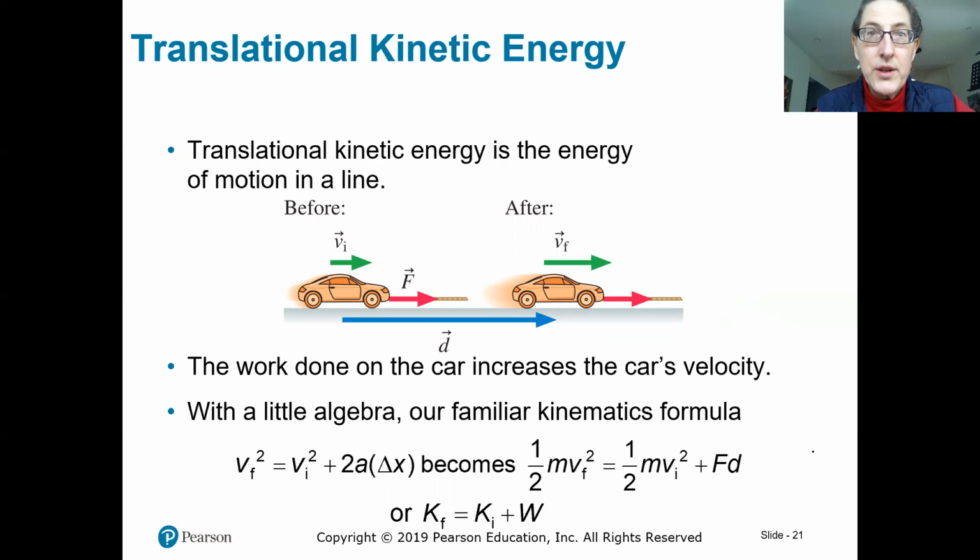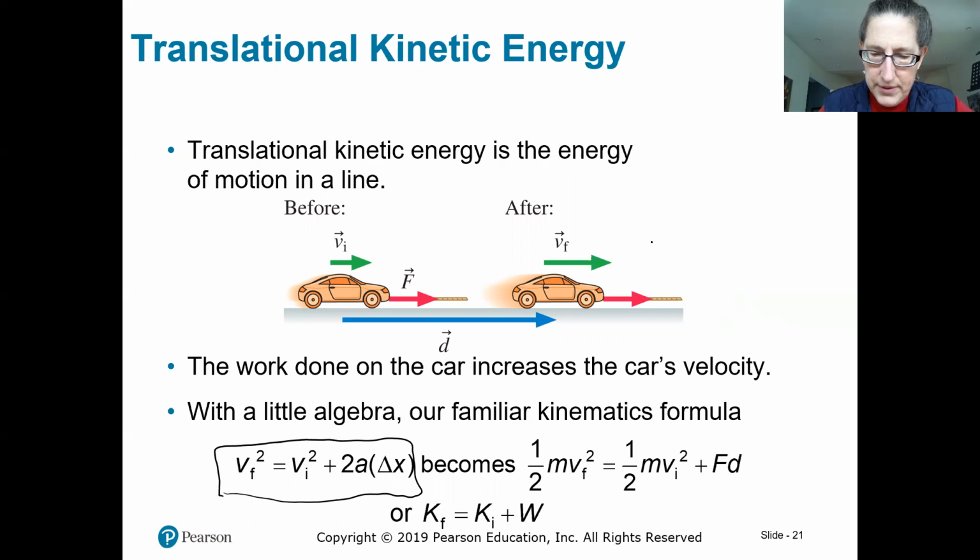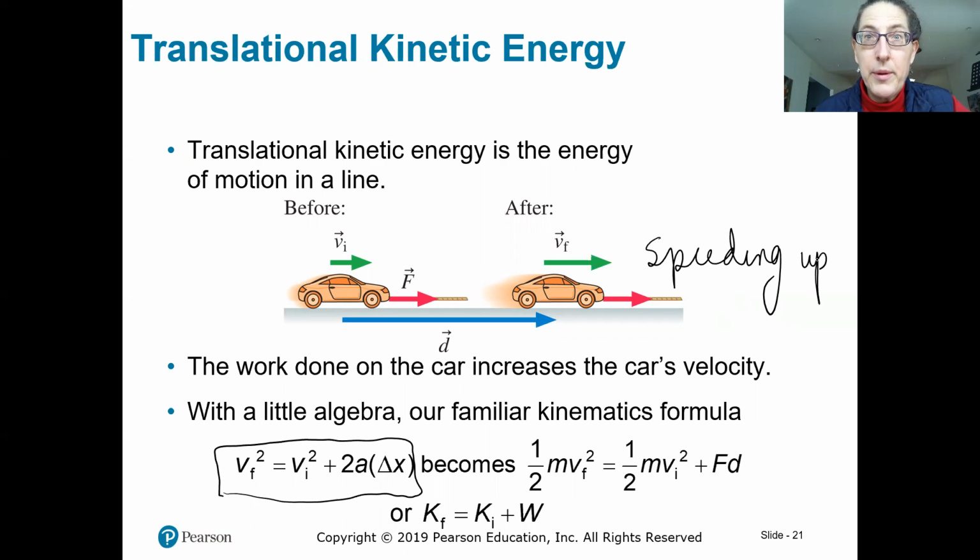Now, this is related to the work done on the car. So if you look down here, remember this is our kinematics. If the car is speeding up, so this is an example of speeding up, if the force is to the right and the displacement is to the right, that would be positive work. So this car would speed up. And so if you did the kinematics, there would be an acceleration here. Now look what happens if I multiply this whole formula by half m. So I just put a half m there and a half m here and a half m there. So we get 1/2 m v_f squared, 1/2 m v_i squared.